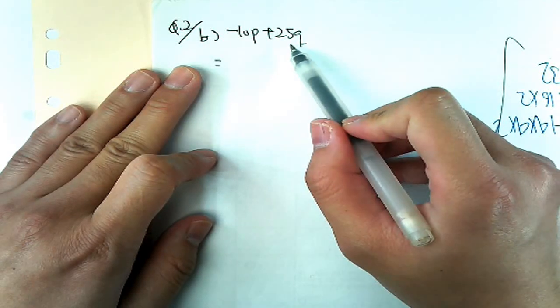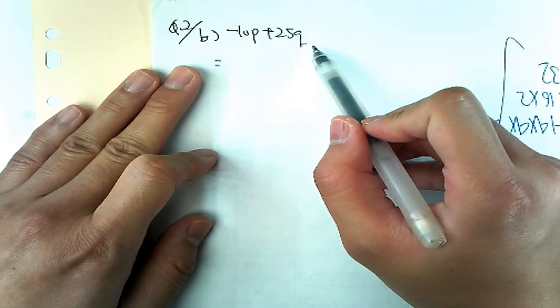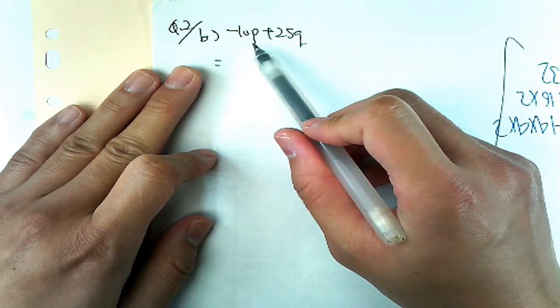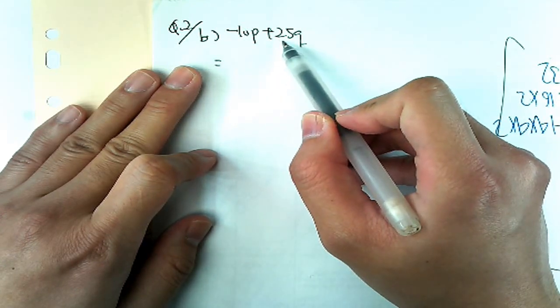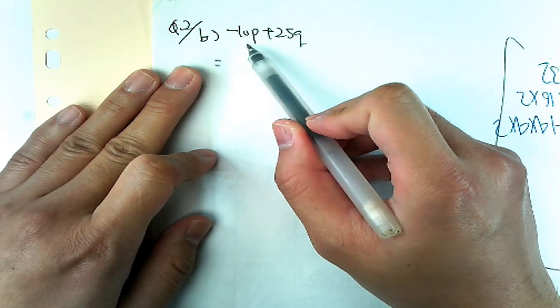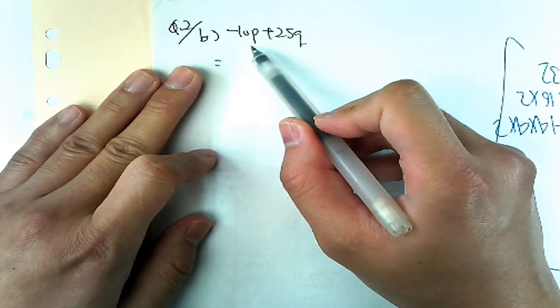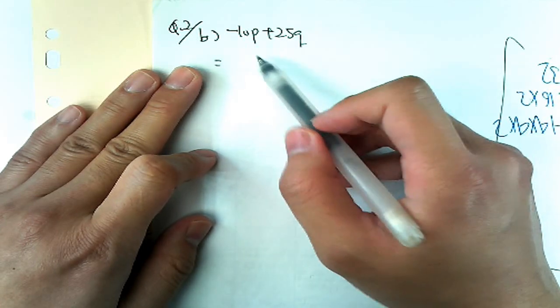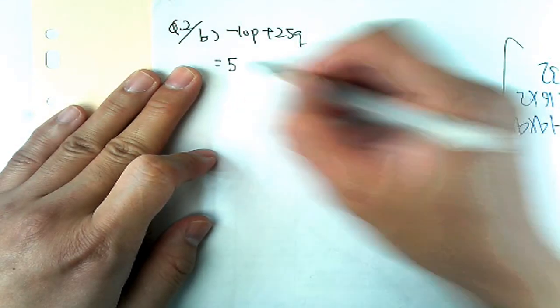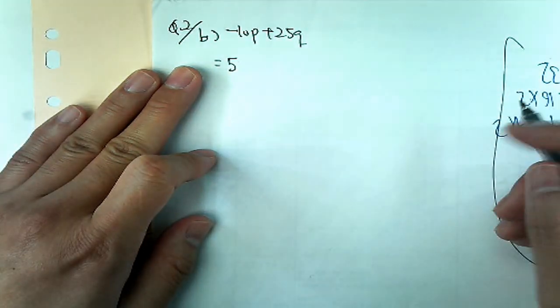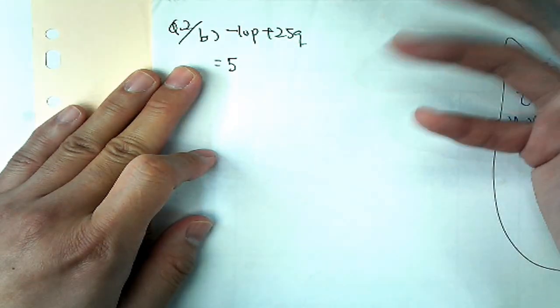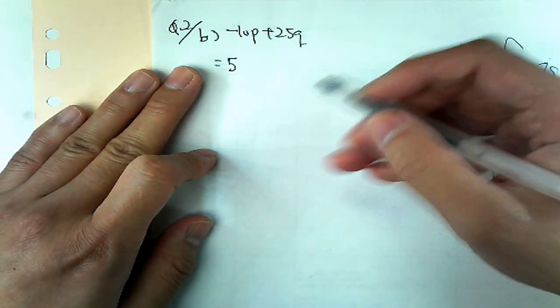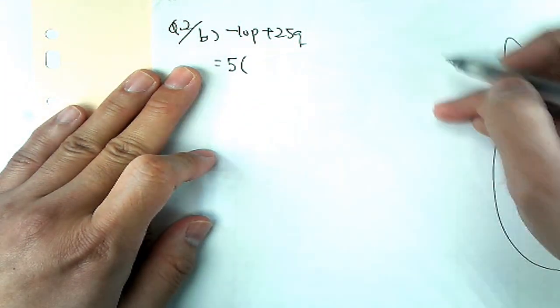Minus 10p and positive 25q. So we look at the numbers first. 10 and 25 have a common factor, I mean the HCF. The HCF of 10 and 25 should be 5, so we pull out the 5. For the letters, the unknowns p and q, they don't have a common part, right? So just keep them. So we use a bracket.